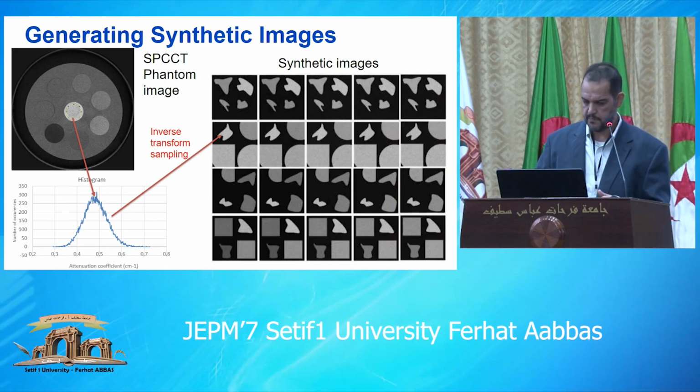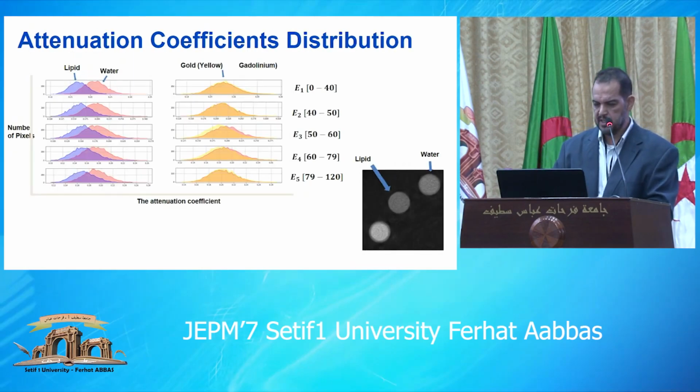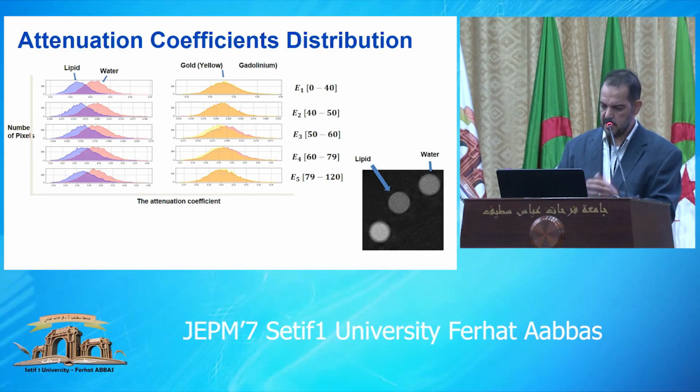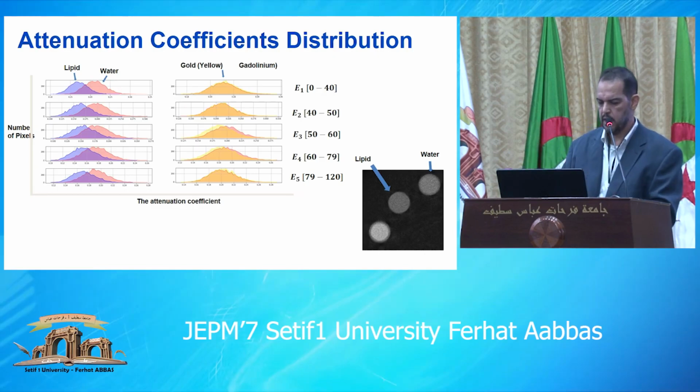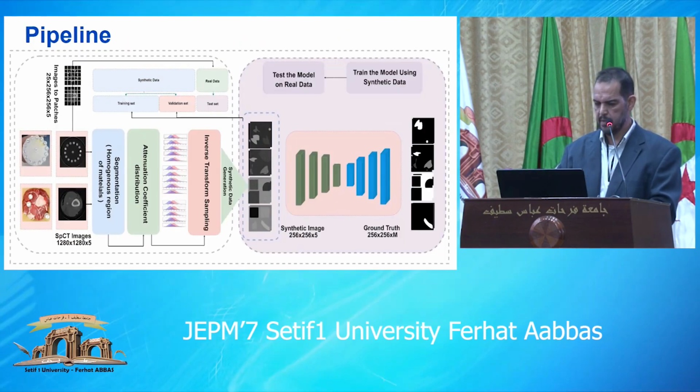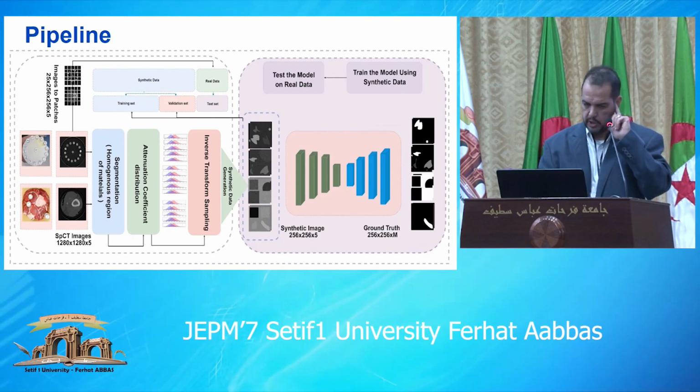Again, this illustrates the problem when you have materials that have very close distribution. Here we have gold in yellow and gadolinium in orange, I think. These are the different energy windows, and you can see there is a big overlap. If you look at, for example, lipid and water at a certain energy, basically you cannot separate them visually, and even when you look at their distribution, there is a big overlap. This is the pipeline he used.